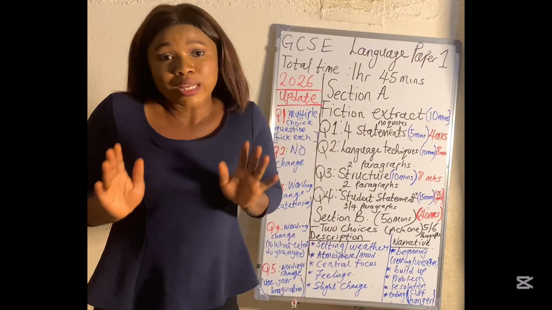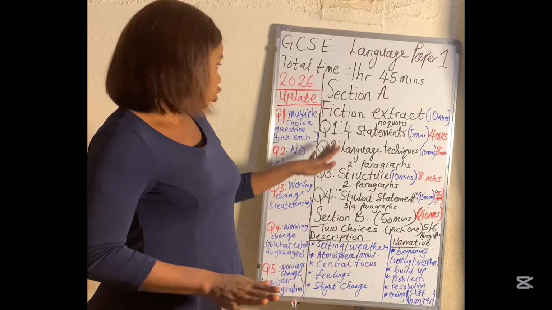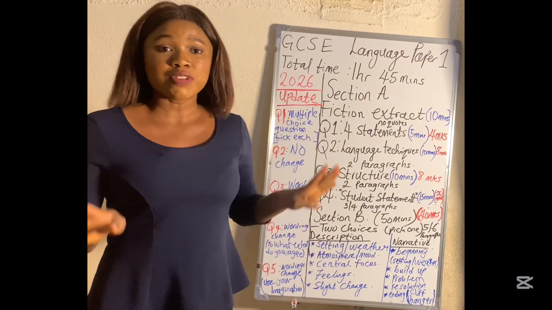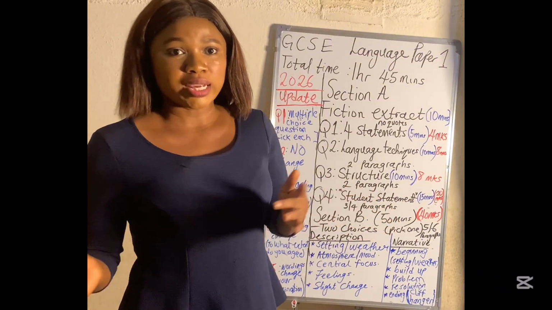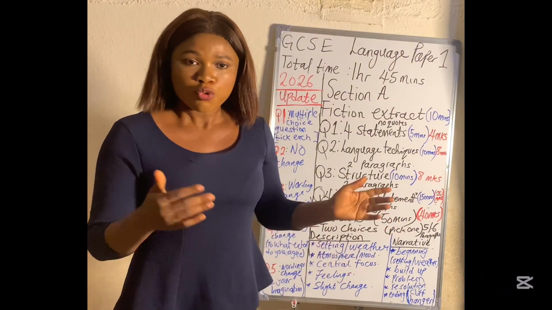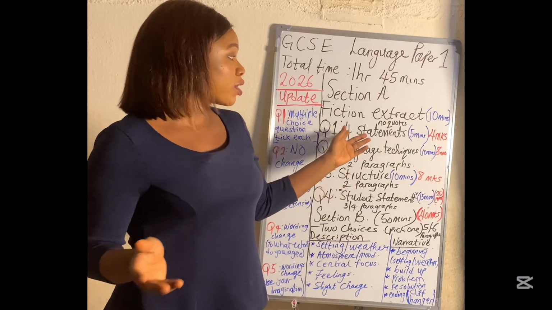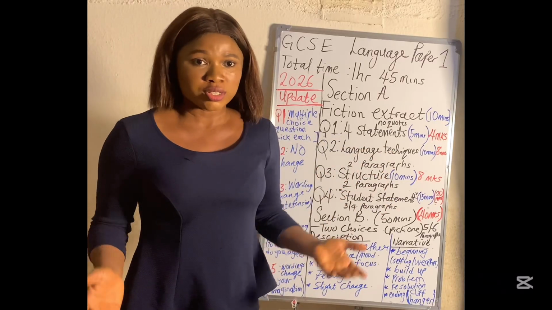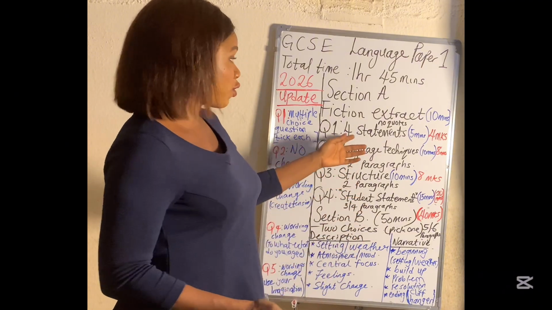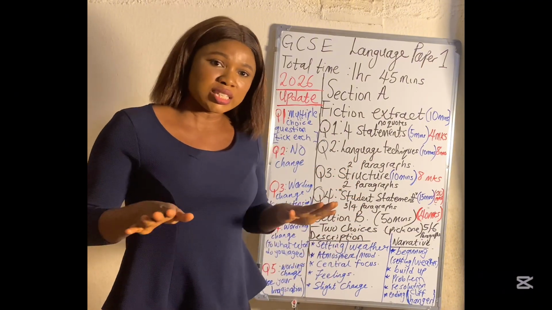Then you start your question 1 properly. Question 1 involves you giving 4 statements. They will give you a line, probably line 8 to line 10 or whatever lines they give you. Read through those lines and then bring out the 4 statements that they want. It could be a description of something or someone. Get your question right and then write 4 statements. Question 1 is really easy peasy.